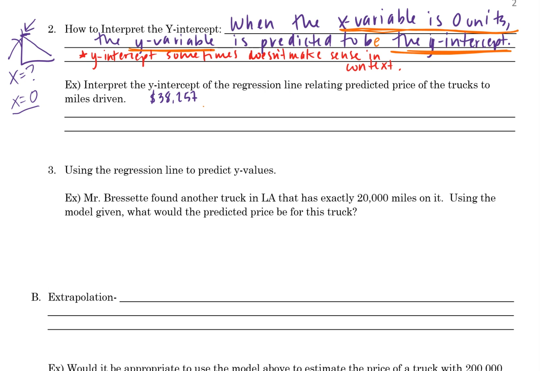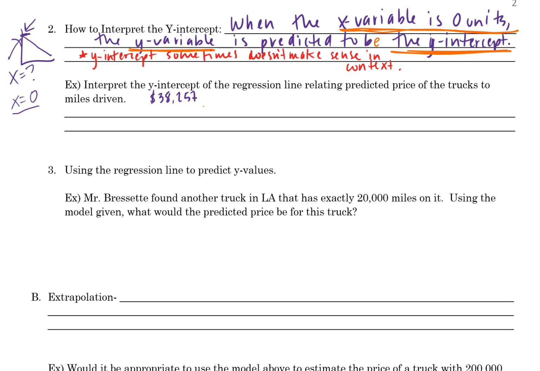So what does that mean in this context? What does it mean for a car to have 0 miles on it? Well, it means it's brand new. So what this is essentially saying is when a truck is brand new, it has 0 miles on it, the starting predicted price should be about $38,000. Does that make sense in context? Well, sure, of course. So that's what we're going to say.